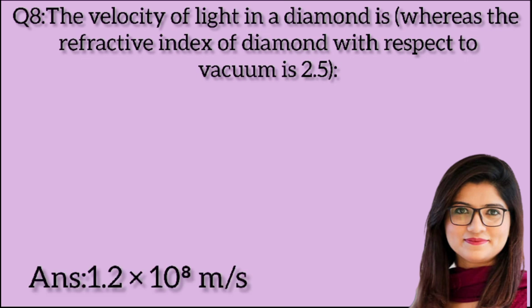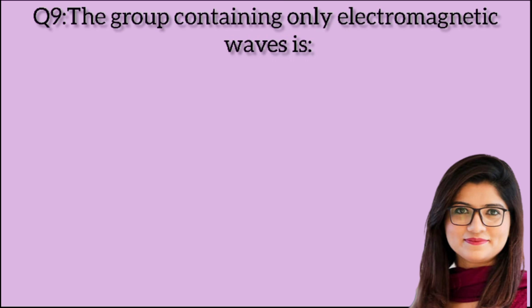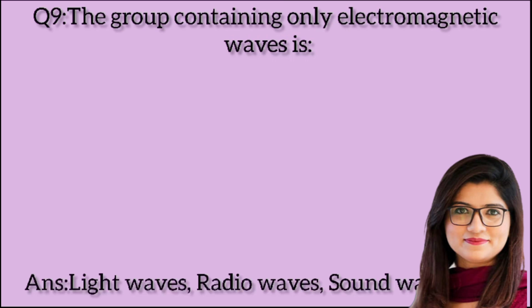In a diamond, the refractive index of diamond with respect to vacuum is 2.5. Answer: 1.2 × 10^8 meters per second. Question 9. The group containing only electromagnetic waves is. Answer: light waves, radio waves, sound waves.